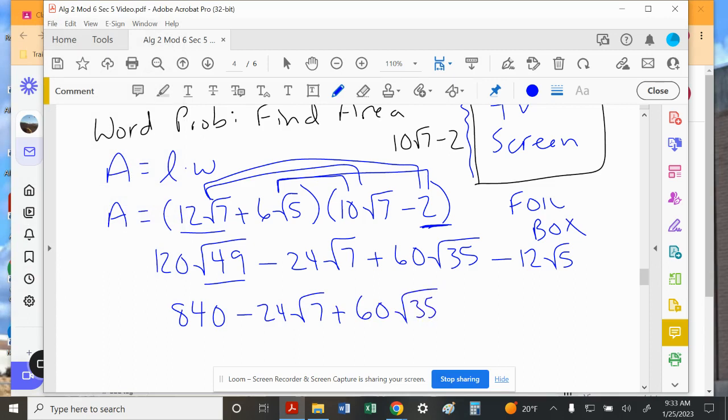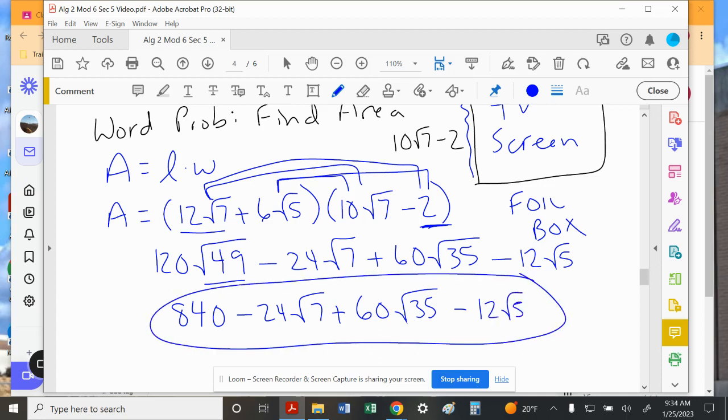There's nothing that goes into 35 that we can do a square root of. 4 doesn't go into it. 9 doesn't go into it. 16 doesn't go into it. And obviously 25 doesn't go into it. So if none of those go into it, that means there's no way we can do any reduction there. And then minus 12 square root of 5. So notice I really couldn't reduce anything, but we did find the area. So you will have a couple word problems like this that you will need to know how to do.